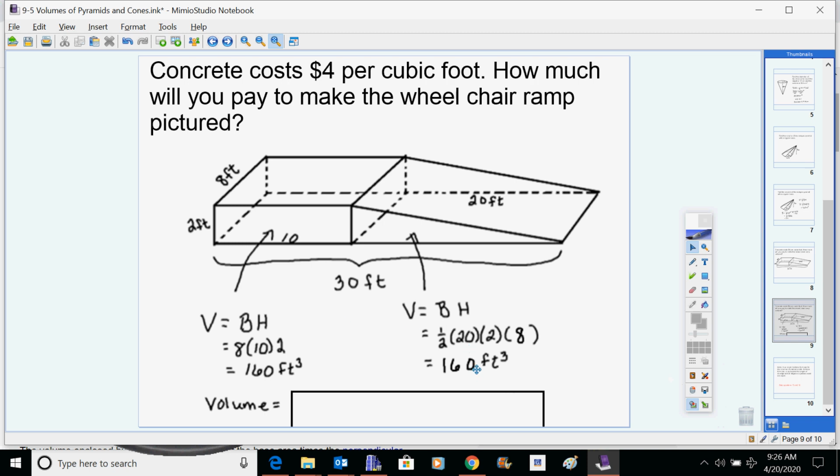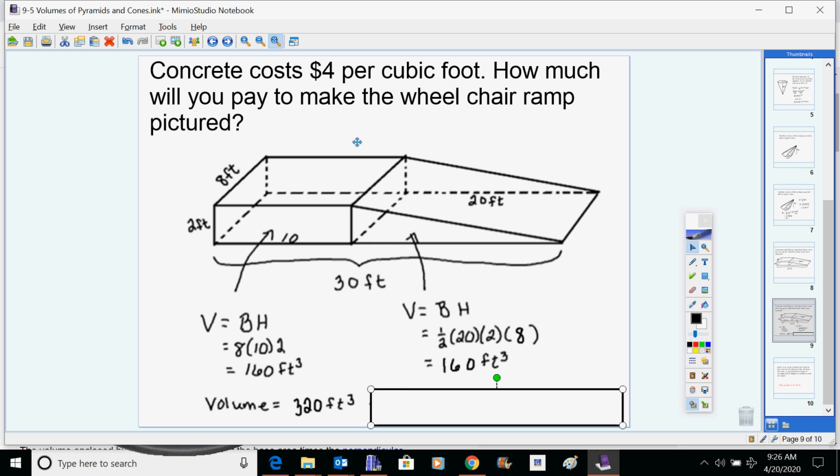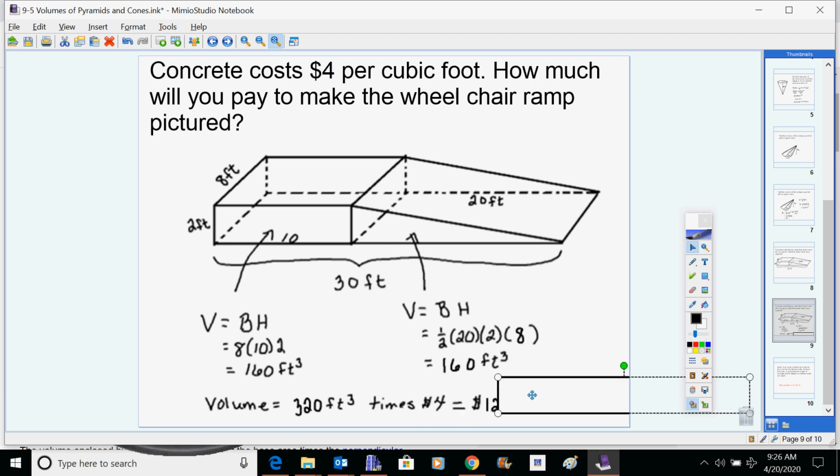These would not have to definitely match because it all depends on how long this piece is right here. It just happens to this time. So it's not like these are not doing the same math, 2 different problems here. So to get the total volume, you would have to add these 2 numbers. But that just gives us our volume. Our question's asking how much it costs, so you'd have to multiply that times the $4 per cubic foot and get 1,280 feet for that.